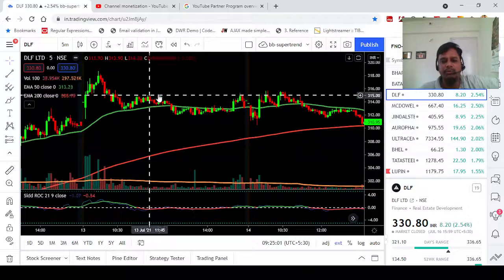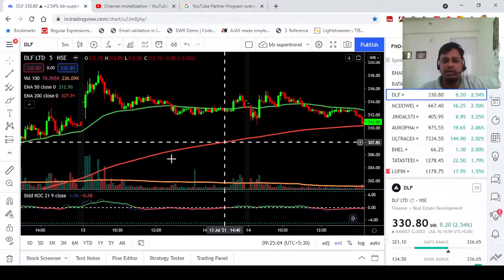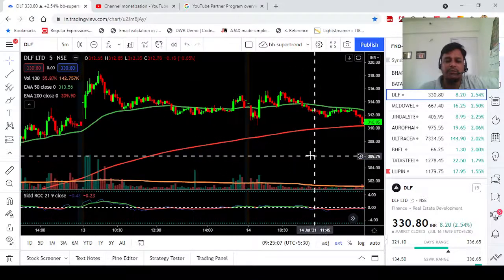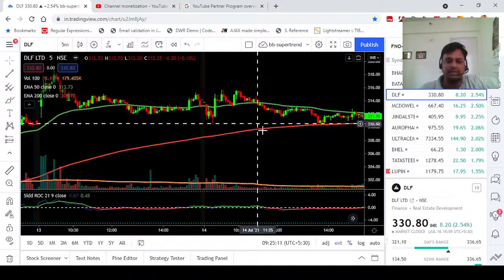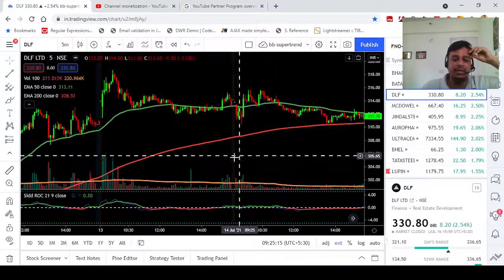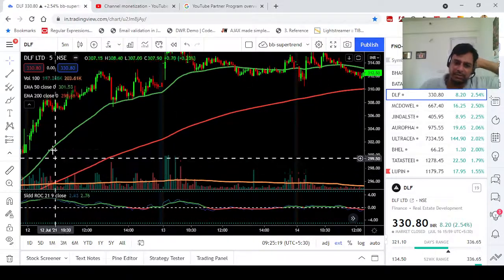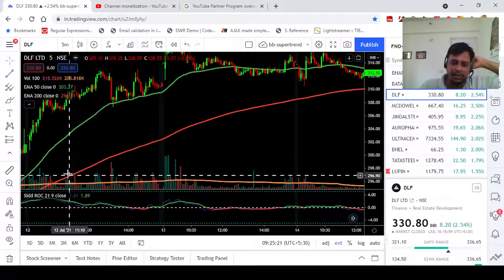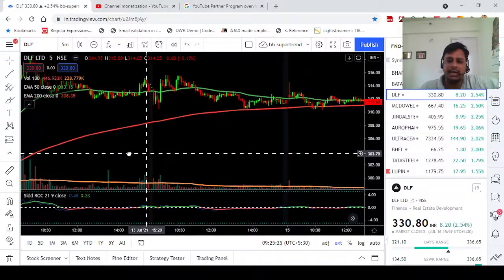So when the 50 moving average is flat and the 200 moving average is up, that means the trend is still up, but near the 200 moving average the curvature is not up. Then you should not take a trade. When you have to take the trade, you see that the curvature of the 200 moving average and the 50 moving average are both in exactly the same direction, upside.